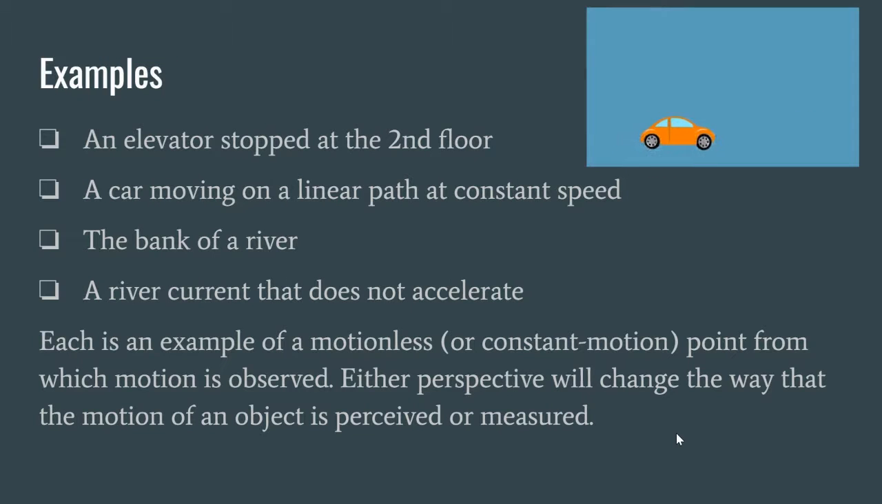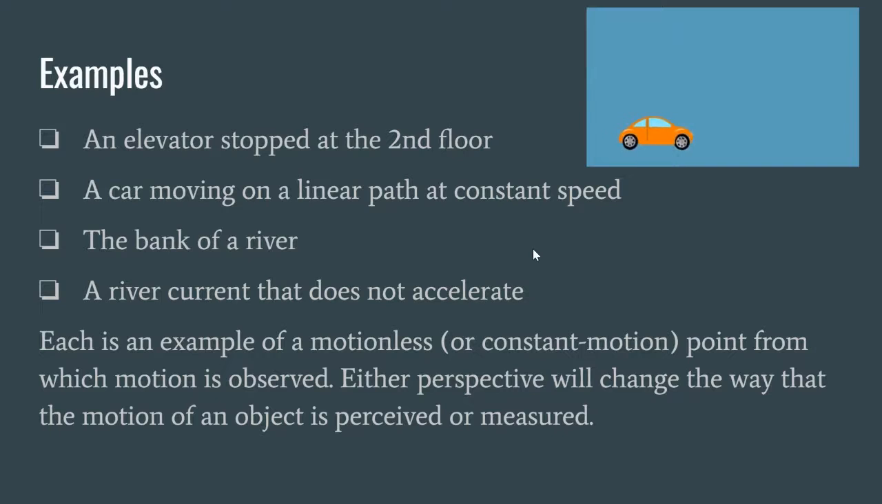Some examples of inertial frames of reference include an elevator stopped at the second floor. If you were standing inside that elevator, Newton's laws would be valid for any motion that you observe. A car moving on a linear path at constant speed. This means you're sitting in the car, let's say, and it is driving straight and it is not accelerating.